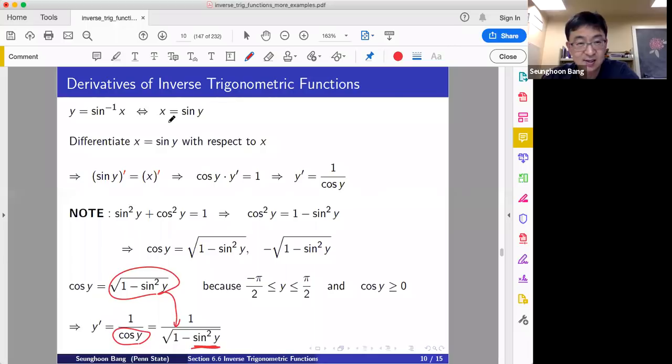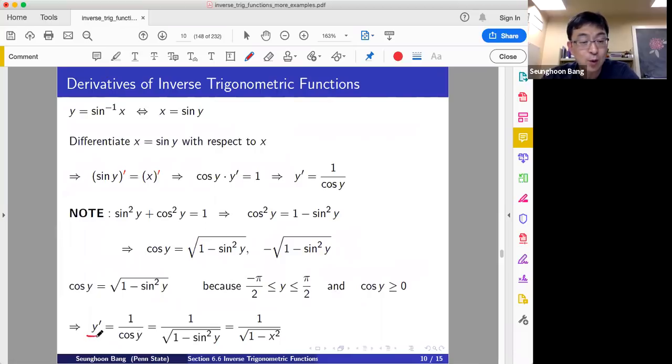Yeah, this is x. X? Yeah, from the original one. Sine of y is exactly x. You plug back into here, we have 1 over square root of 1 minus x squared. So we have one good result.